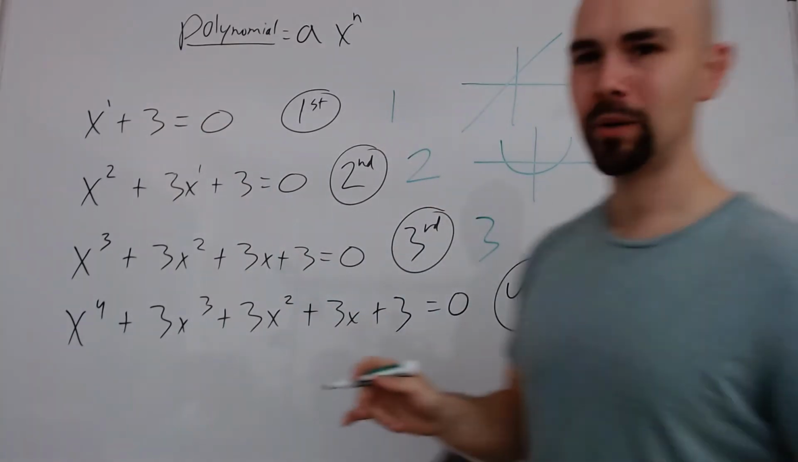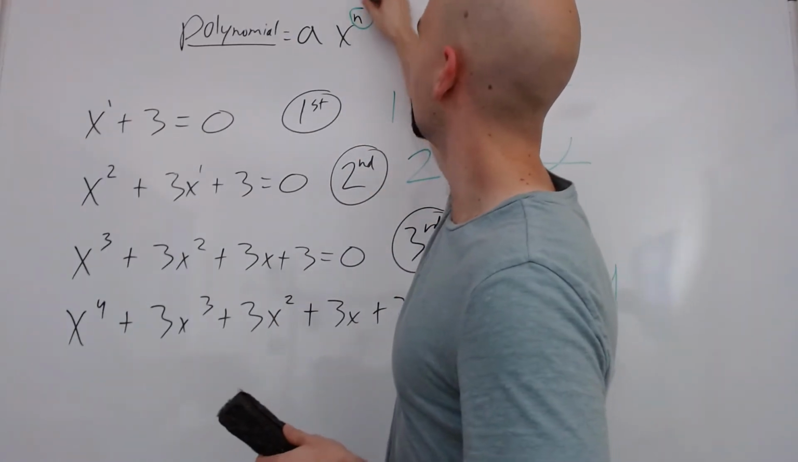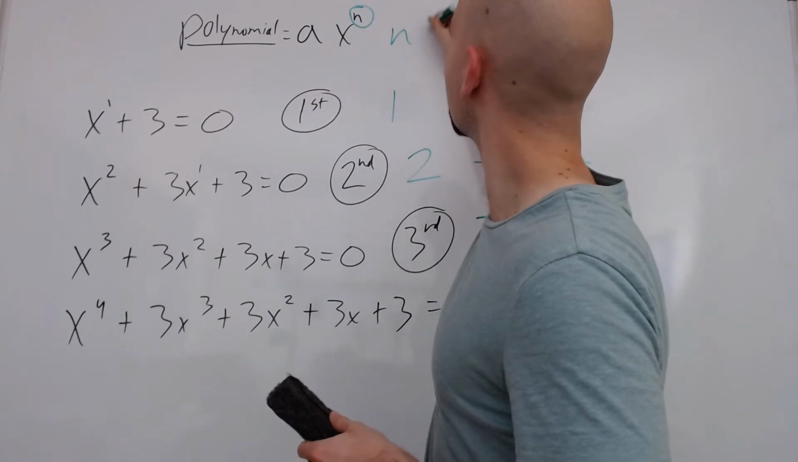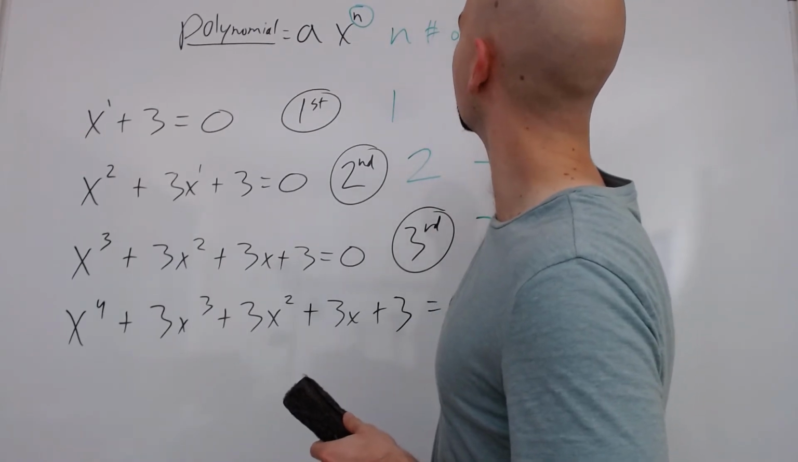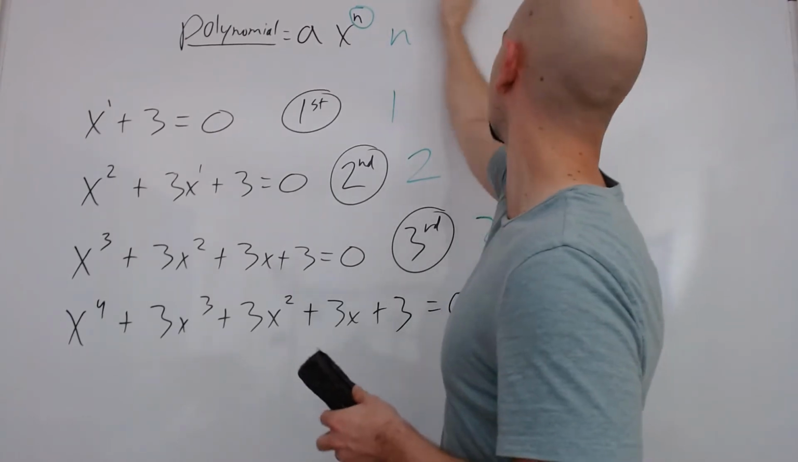Now, what are we really saying? We're saying that for any polynomial to the power of n, it's going to have n maximum number of solutions.